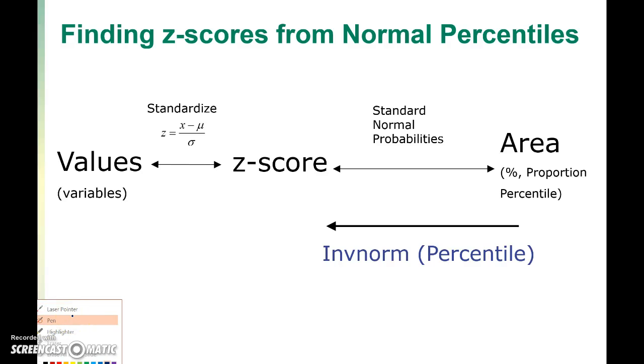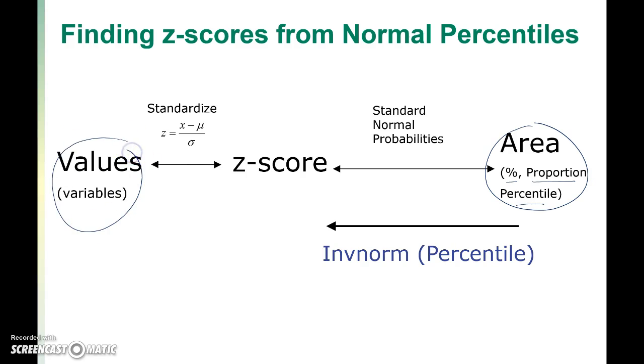Okay, let's take a look at our last topic here. We're going to be looking at what we call working backwards. In other words, we're going to be going from knowing an area of some value, a percentage or a proportion or a percentile, and really what we want to do is figure out what value is associated with that. So in order for us to do that, we need to go back, find out what the z-score was, and then use our standardization formula to work back to figure out what that value was.